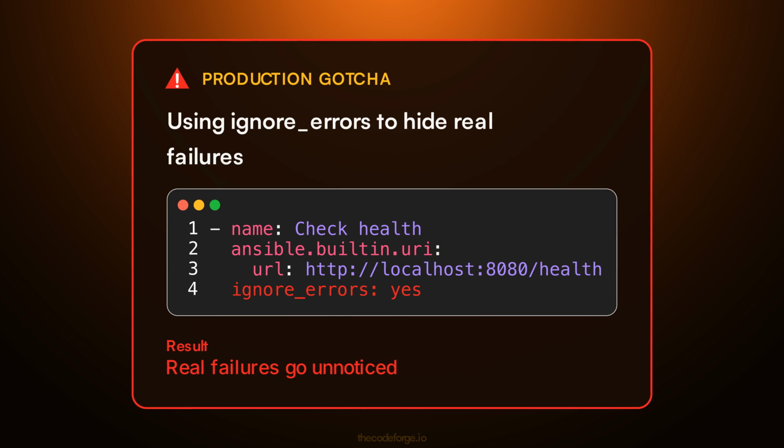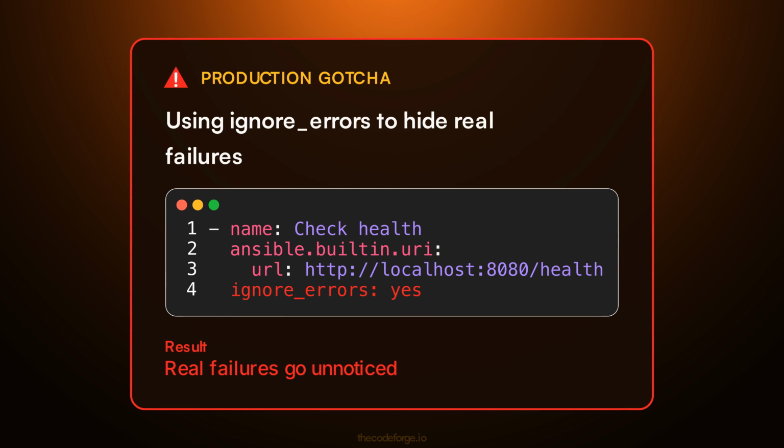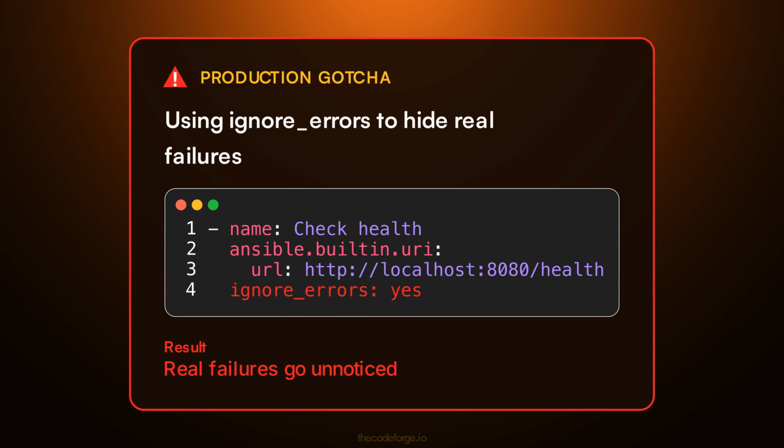A common pitfall is using ignore_errors to suppress all failures without understanding the cause. The task shows "failed, ignoring", but the play continues and real failures go unnoticed. Always prefer failed_when with specific conditions, or register and handle failures explicitly.